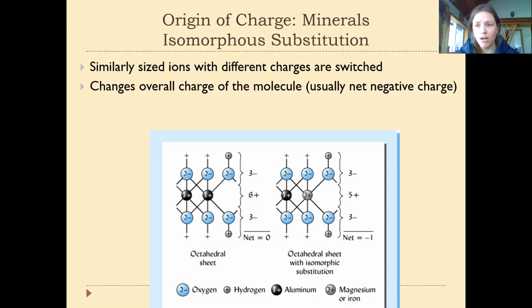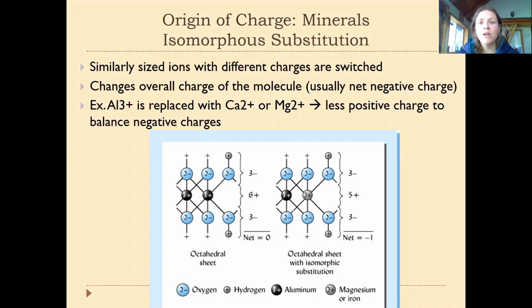And this is really common. Aluminum is one of the more common elements in different kinds of mineral structures, and aluminum is commonly replaced with other fairly common elements like magnesium or calcium to create these net negative charges in different kinds of mineral compounds. So as I said, having that aluminum 3+ replaced with a magnesium 2+ charge or calcium 2+ charge is the kind of thing that results in all these negative charges spread out throughout the soil.